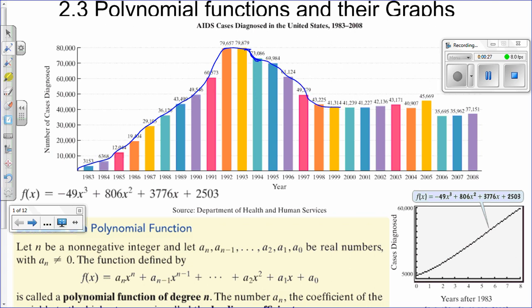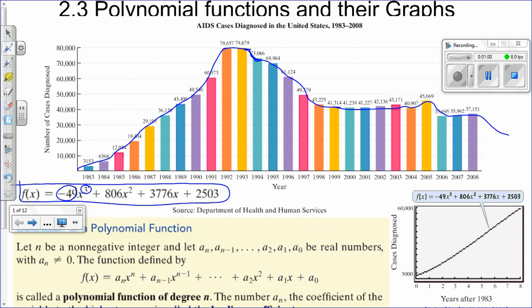You can see that it's going to take the shape of a polynomial, and for this polynomial we actually have an equation for it here, and it is a polynomial of third degree because that is the highest exponent. Also, we have the leading coefficient equal to -49, so that is why the polynomial has that end behavior. But we're going to discuss that in class.